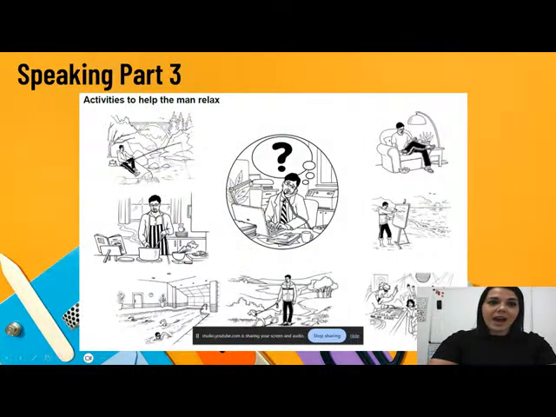Part 3, here we have an example of the task. We have the situation. The man works very hard and he wants to relax. Here are some activities he could do. And you and your partner talk together to try and decide which would be the best activity for him.